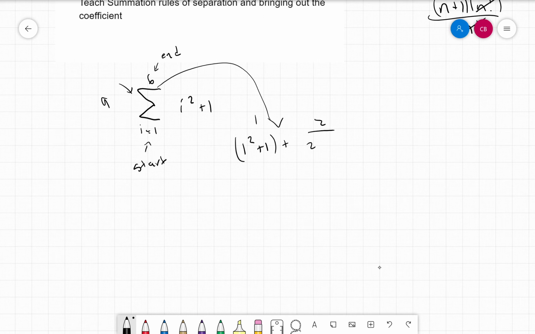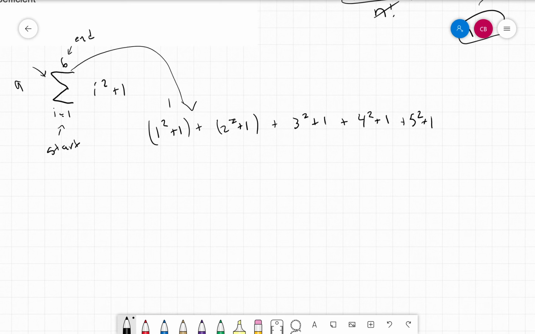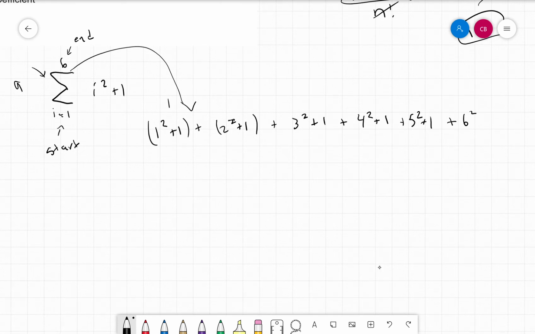The second term is going to be 2 squared plus 1. I don't want it to look like a fraction. Plus 3 squared plus 1, plus 4 squared plus 1, plus 5 squared plus 1, plus 6 squared plus 1. Okay, and I'm putting parentheses just to keep track of everything.